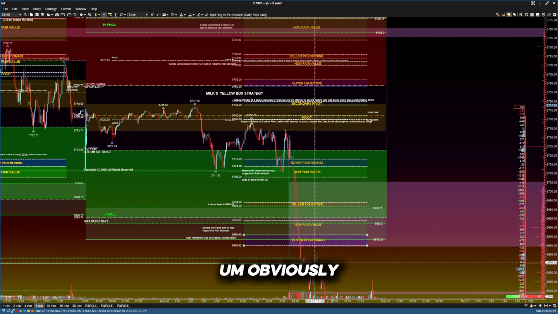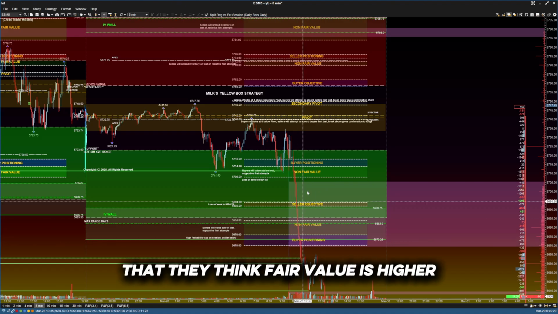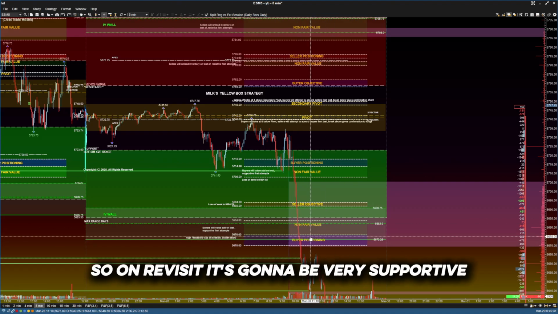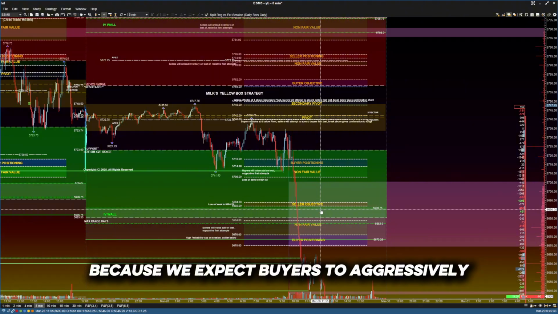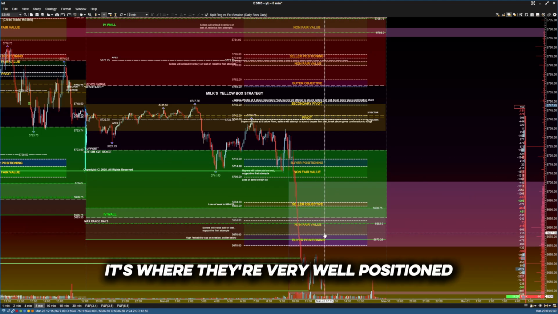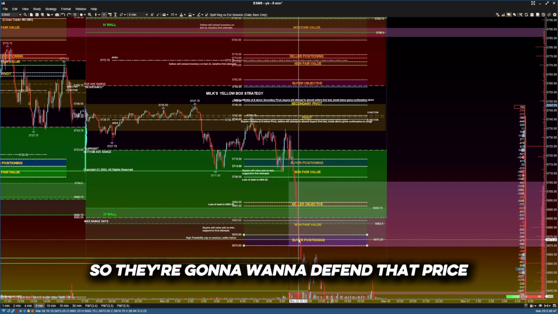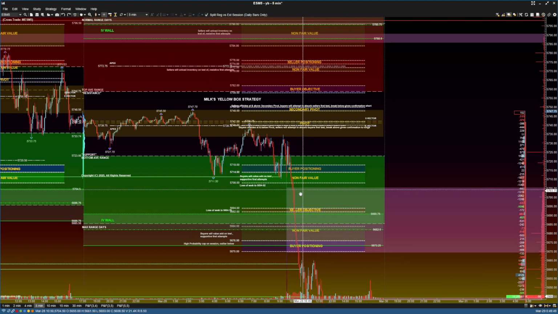obviously, since they've bought a lot here, they think fair value is higher. So on revisit, it's going to be very supportive because we expect buyers to aggressively step in and take price higher. It's where they're very well positioned in a sense that they've had historical interest and sentiment, that they've bought a lot here. So they're going to want to defend that price.